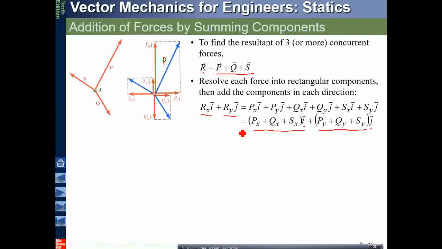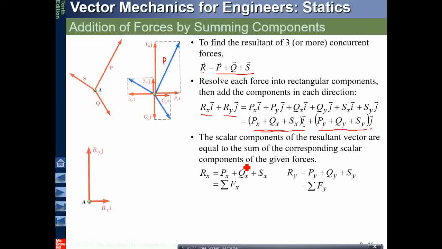Now you can compare these two together. Rx can be compared with this part because i is the same in both equations. So rx becomes equal to px plus qx plus sx. ry becomes equal to py plus qy plus sy. Why? Because I am comparing the same equation in terms of i and j. Rx is equal to all of these i components together, ry equals all these three j components together. We can also write them in this way, summation of fx and summation of fy. Summation means sum of all the three vectors.